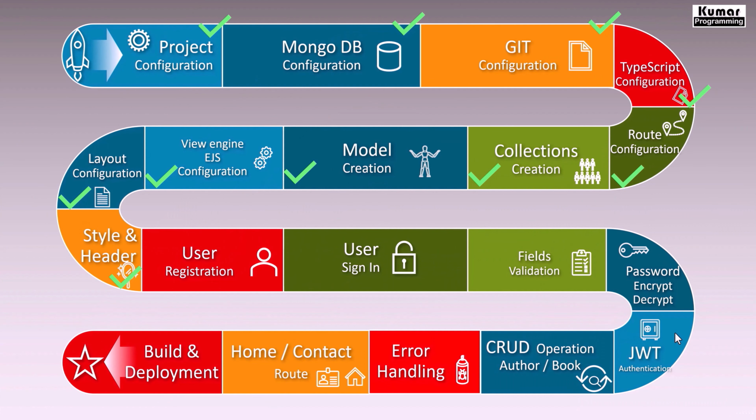So in this section, we have completed our user registration, and then after that we did our user sign in, and we have seen our field validation, and then after that we did our encryption and decryption before saving the data to the database, and while loading the data we have to decrypt our password. Okay, and then after that we have implemented our JWT authentication, and now in the next section we are going to see our CRUD operation for author and book.